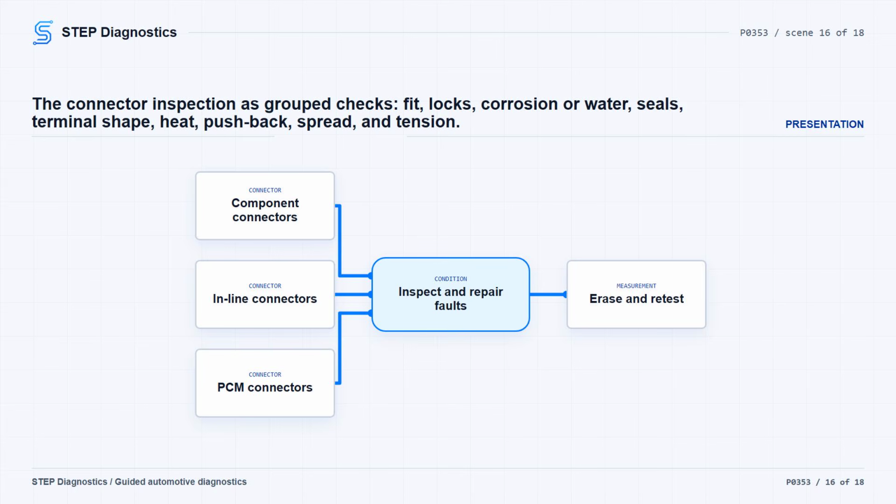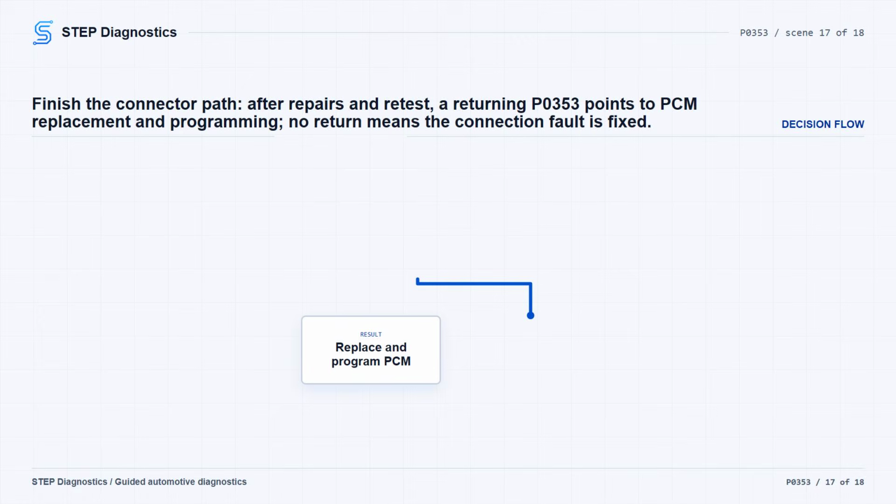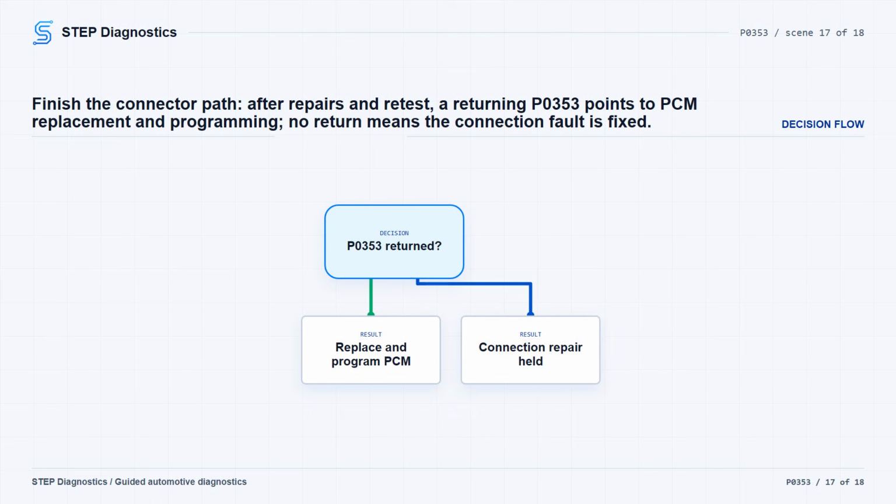Repair any conditions found. Then reconnect the PCM connectors, inline connectors if equipped, and component connectors, making sure they are fully seated and the locks are fully engaged. Erase DTCs, test drive or operate the vehicle under the conditions that run and set the code, and read DTCs again. If P0353 returns, replace and program the PCM, then verify the repair and confirm the code stays gone. If it does not return, the wiring or poor connection problem has been repaired. Verify the repair and confirm the code stays gone.